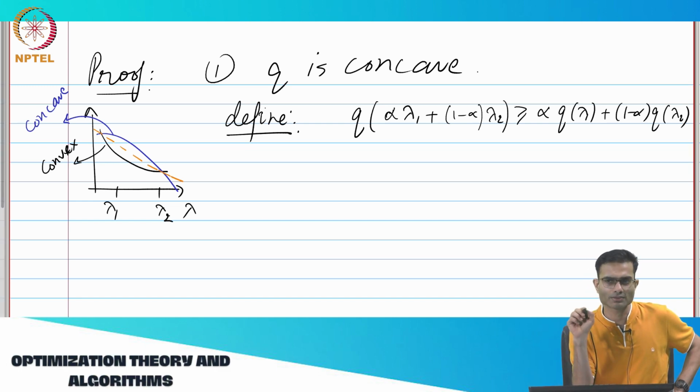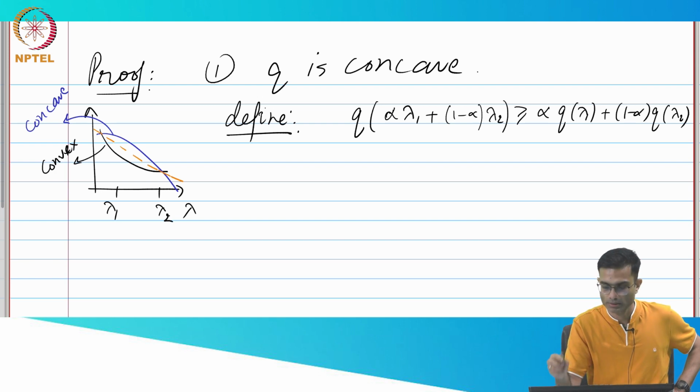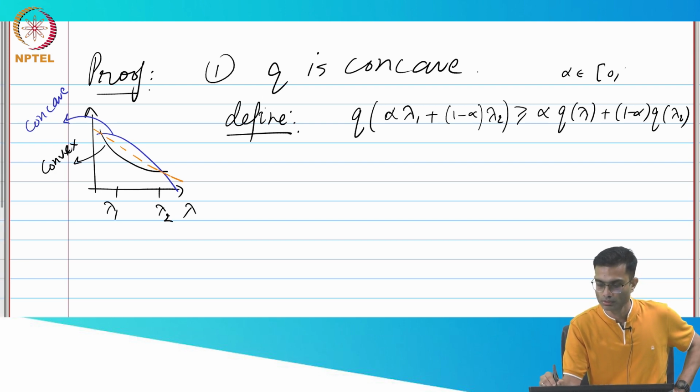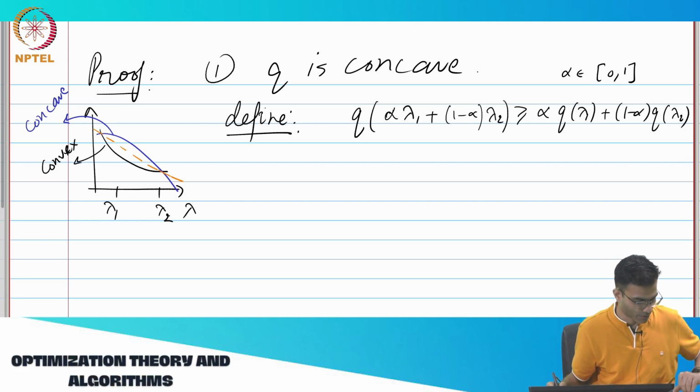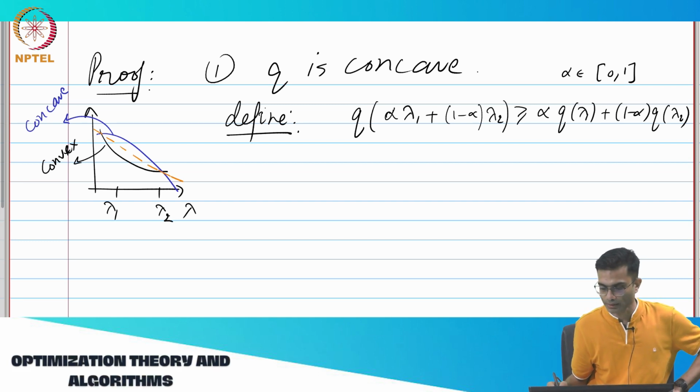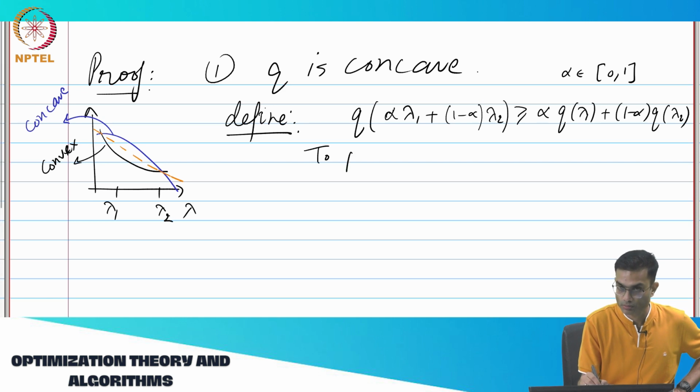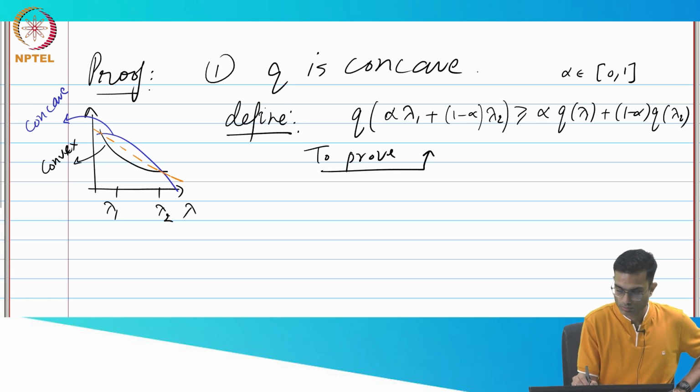And is there any slight something that we are missing? Is there a range on alpha? Right? Alpha belongs to 0 to 1. Okay, this is the definition of a concave function. Okay, and this is what we have. So we have to prove this.